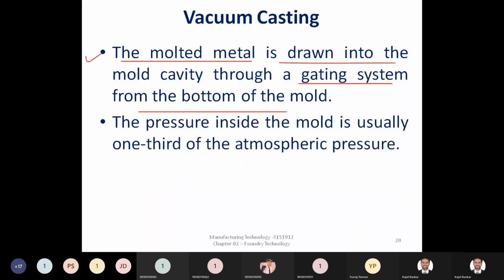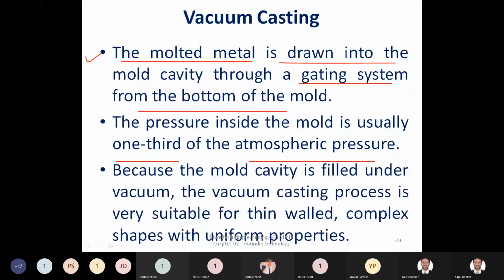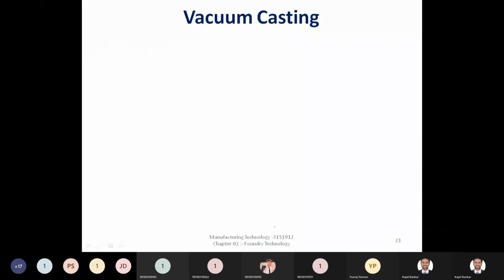The pressure inside the mold is usually one third of the atmospheric pressure, that is vacuum. And because the molten metal fills the mold cavity under vacuum, the vacuum casting process is very suitable for thin-walled, complex shapes with uniform properties. So because of this vacuum casting, you can create very thin-walled or complex shapes with very uniform properties. So these are some facts of vacuum casting.